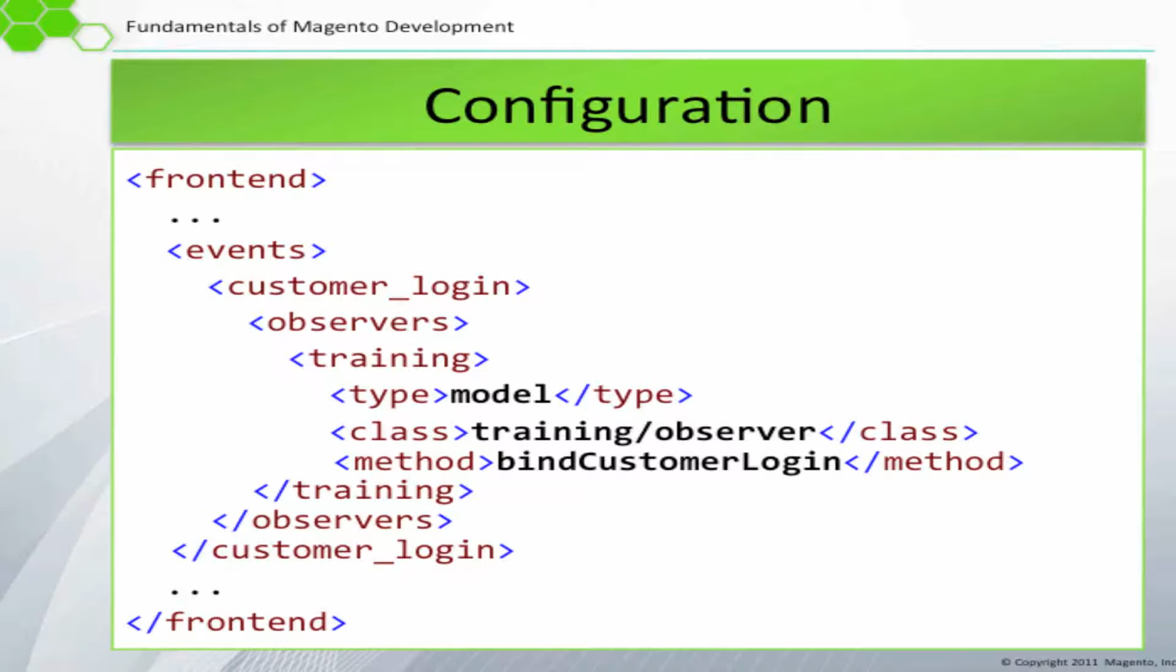So, quick review. Area events, that's just the opening structure. And then the next level under events are the actual events themselves. So in that dispatch event call, that string is the node. Inside each of those nodes, you specify observers. And then inside observers, you need only specify something that is unique.